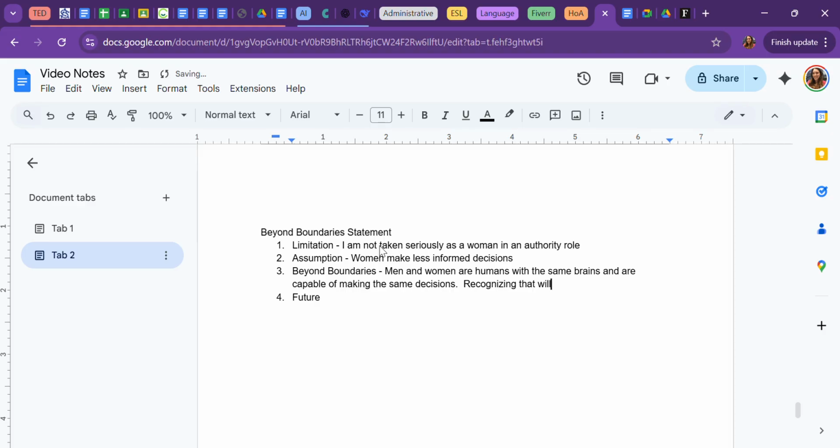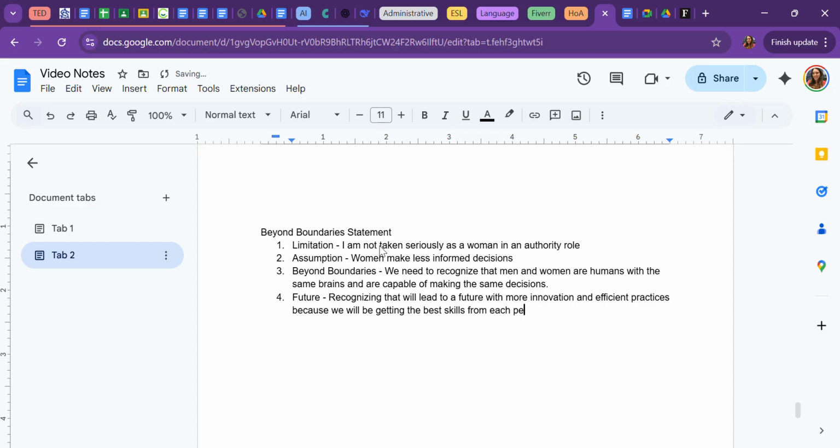Recognizing that, so recognizing that is the boundary. So let me say that. We need to recognize that men and women are humans with the same brains. And then I guess what the future looks like, recognizing that will lead to a future with more innovation and efficient practices, because we will be getting the best skills from each person and not the ones that are expected of them.